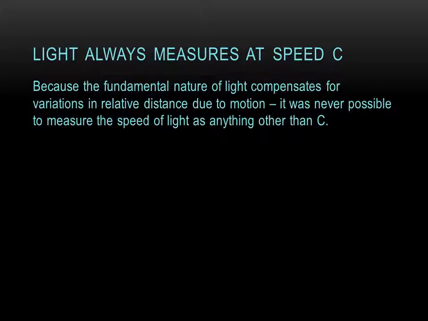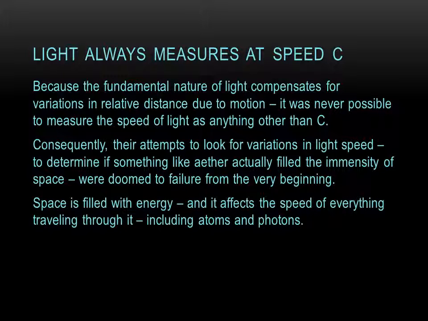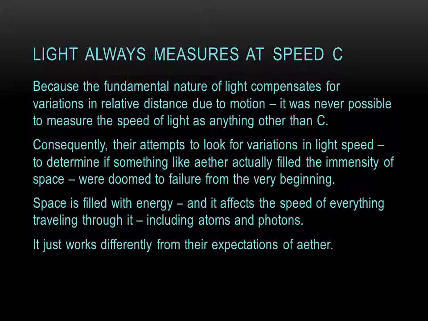Because the fundamental nature of light compensates for variations in relative distance due to motion, it was never possible to measure the speed of light as anything other than c. Consequently, their attempts to look for variations in light speed to determine if something like ether actually filled the immensity of space were doomed to failure from the very beginning. Space is filled with energy, and it affects the speed of everything traveling through it, including atoms and photons. It just works differently from their expectations of ether.